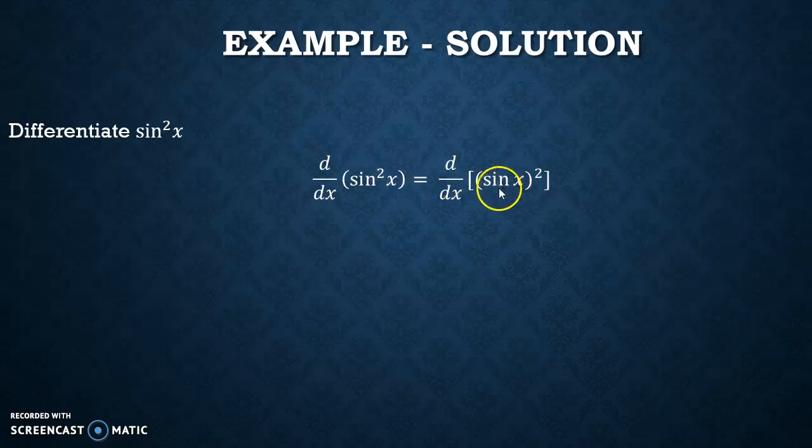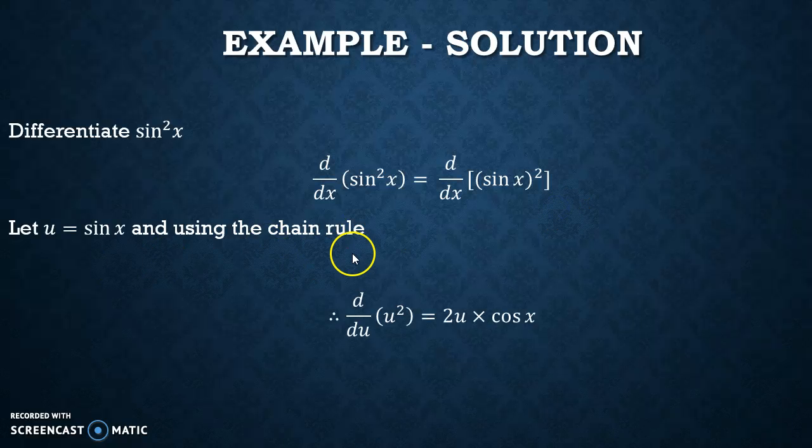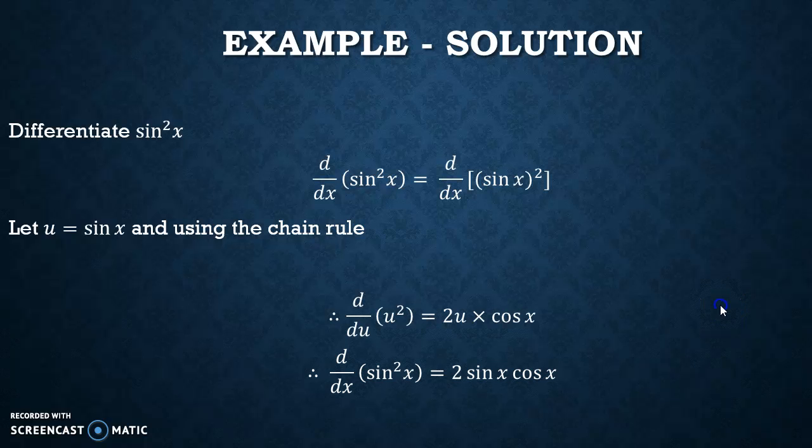So we want to find the derivative of sine squared x. Again, we're going to use the chain rule. We let u equal sine x, so we're really going to find the derivative of u squared. So that's going to be 2u times cos x. The cos x is the derivative of u, and that's just using the chain rule. So that simplifies down to 2 sine x cos x. Okay.